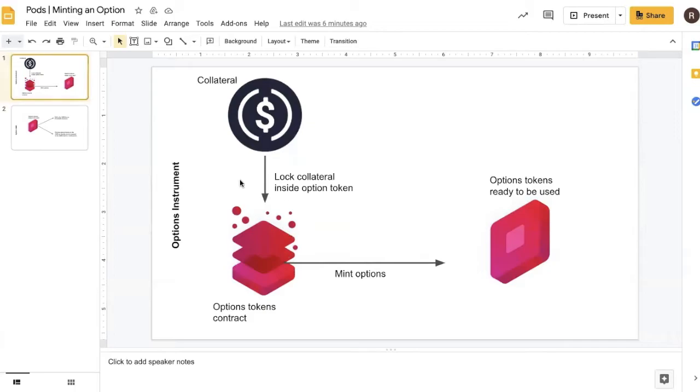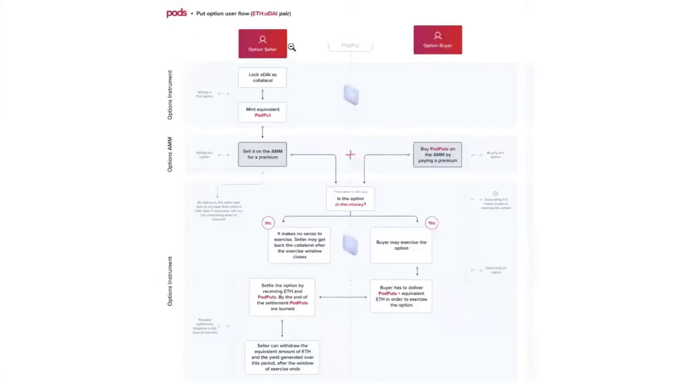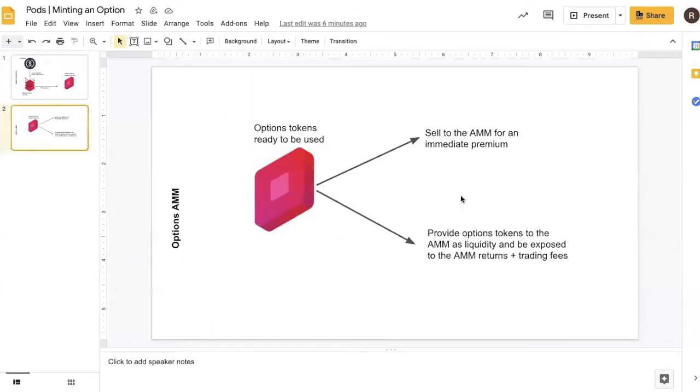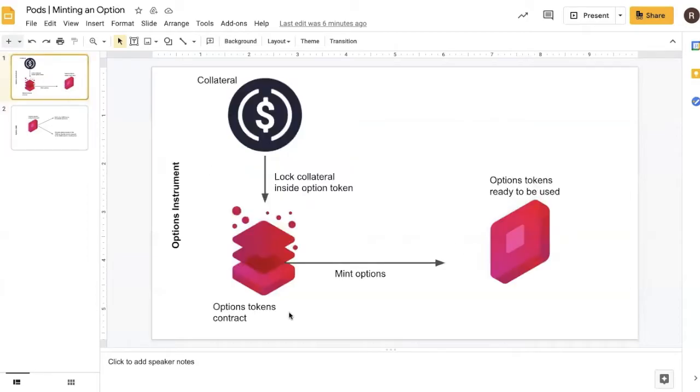You locked collateral inside of it, so you are the creator of that option token. When you hold an option token that you are the creator of, and if you don't do anything with it, if you don't provide them as liquidity, or if you don't sell them to the AMM, then that actually doesn't mean much. You could just go back to where it was and unmint, and unlock your collateral from there and do whatever you want with it.